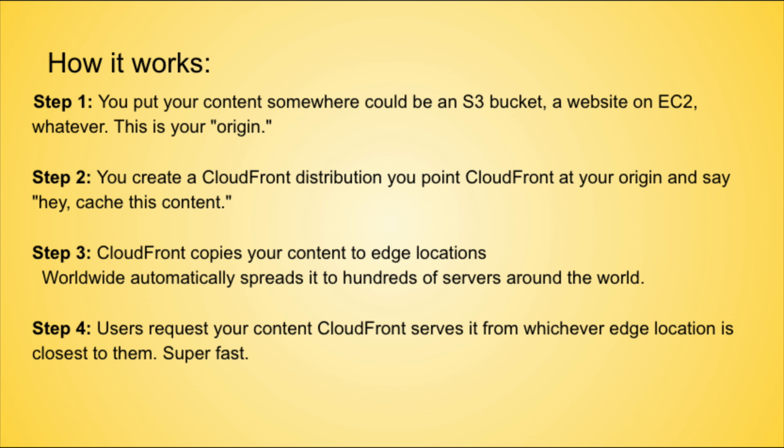So how it works. Here's the flow of it. Step 1, you put your content somewhere. It could be an S3 bucket, a website on EC2, or whatever. This is called your origin. Step 2 is you create a CloudFront distribution. You point CloudFront at your origin and say, hey, cache this content.